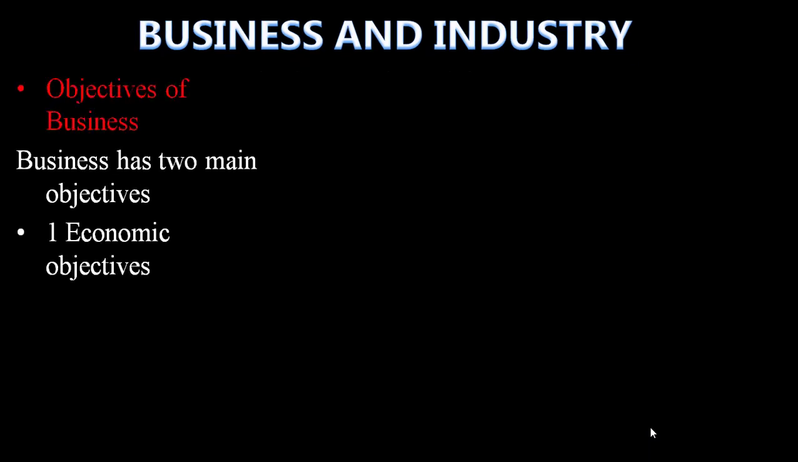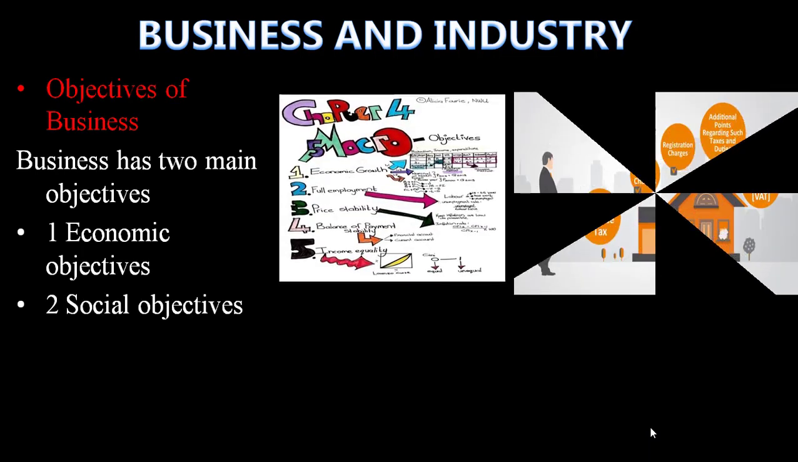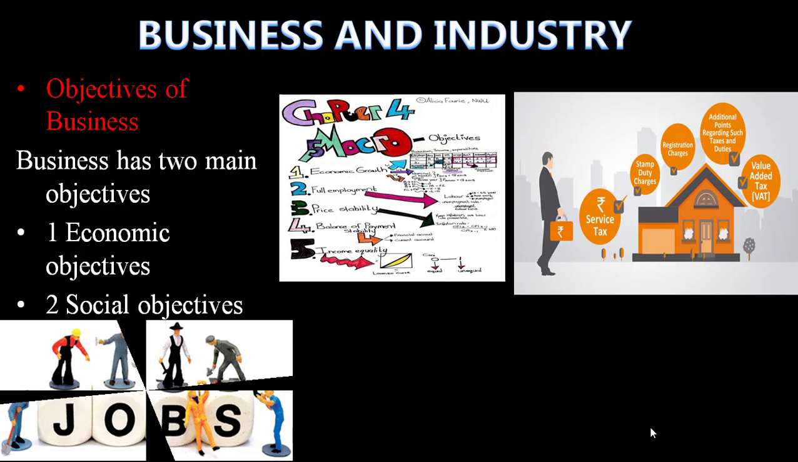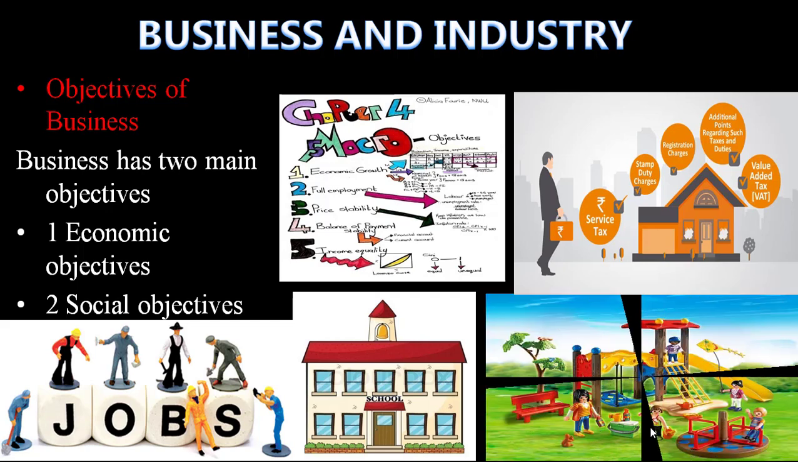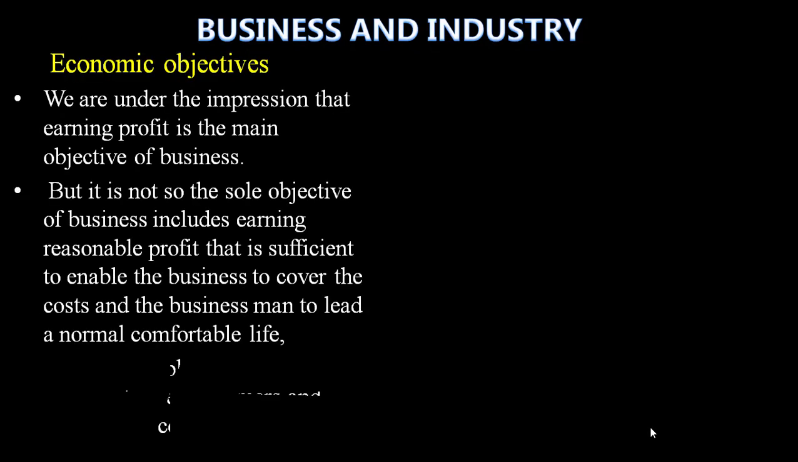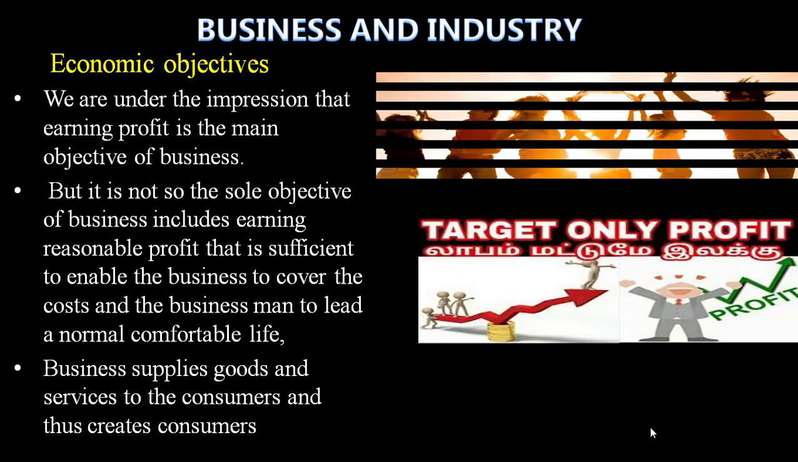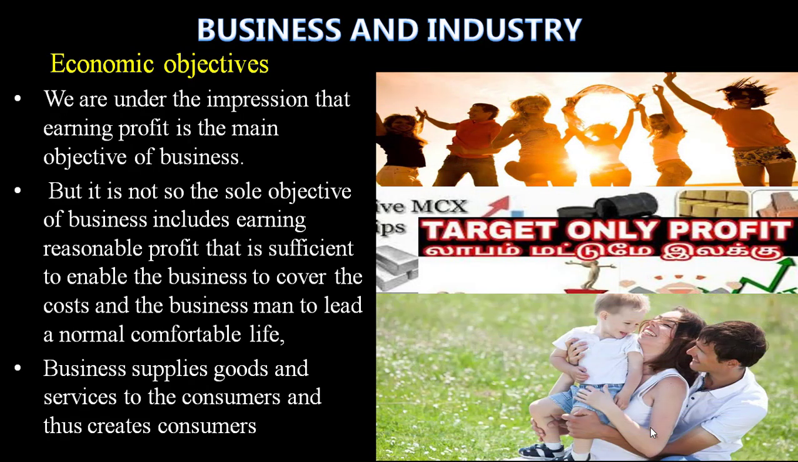So here are some of the very important objectives of the business. The business has two main objectives, one is called economic objectives and the second one is called social objectives. Let's come to them one by one, we are going to get the information. Among that, the first one is called economic objectives. So what are economic objectives?